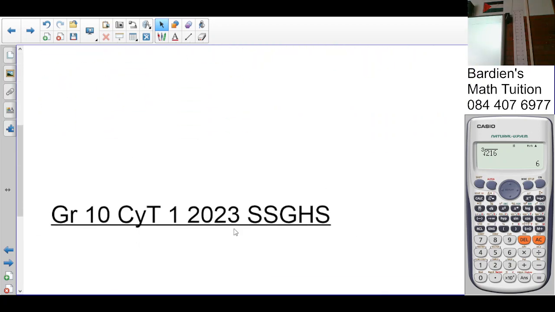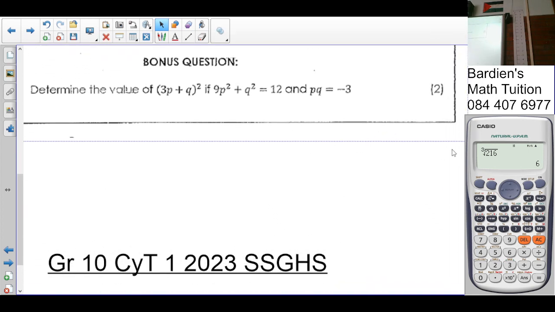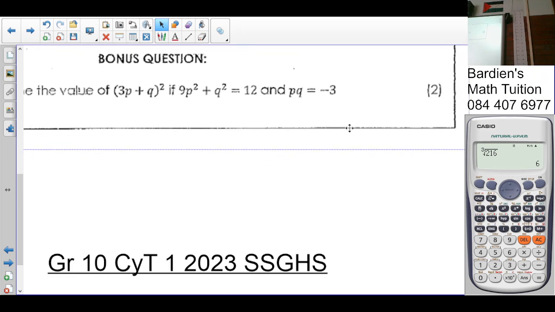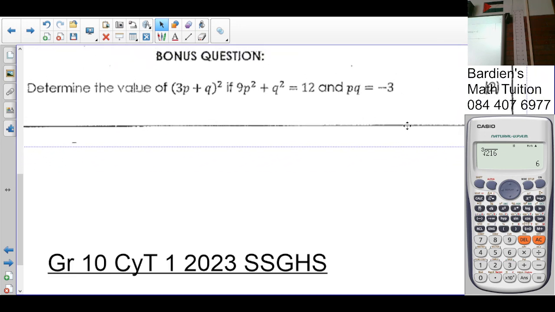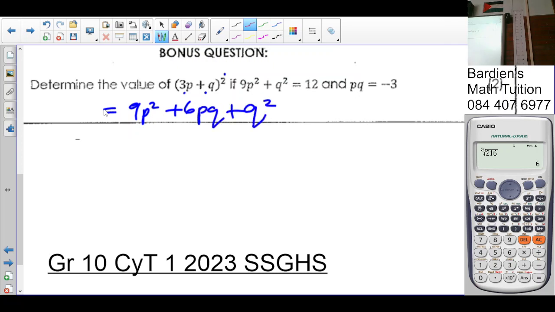And the last question, the bonus question, it says determine the value of (3p plus q) all squared if 9p squared plus q squared is equal to 12 and pq is negative 3. So if I apply the binomial square rule here, square the first term, which is 9p squared, that equals positive 6pq plus q squared. But we were told that 9p squared plus q squared is equal to 12. So that is 12. Okay.